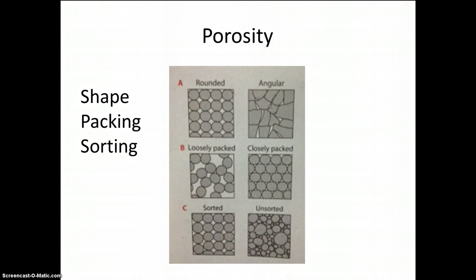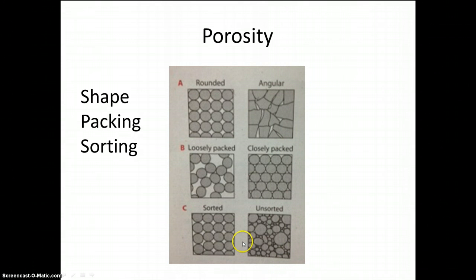Shape: well-rounded particles have greater porosity than angular or plate-shaped particles, because round shapes do not fit together as tightly as other shapes do. Packing: the more closely packed the particles, the lower the porosity. The constant passage of people, animals, or vehicles in the same place or path will pack the soil, lowering the rate of infiltration.